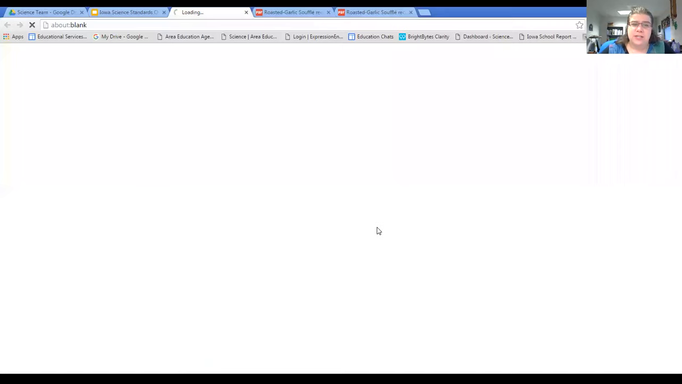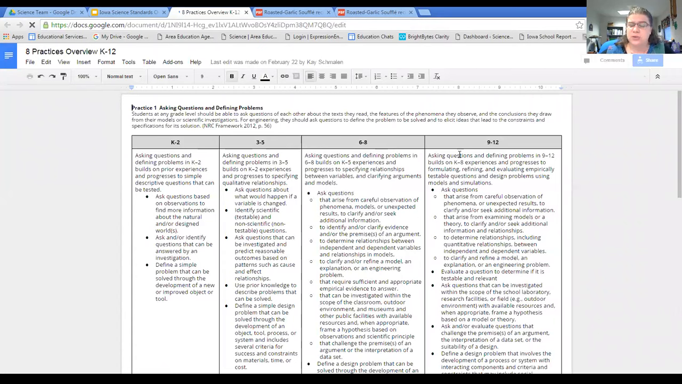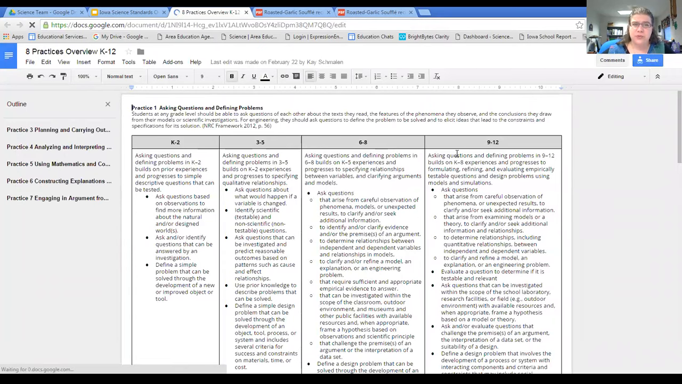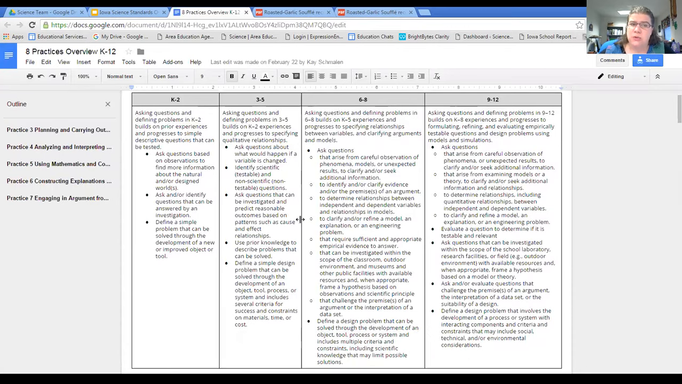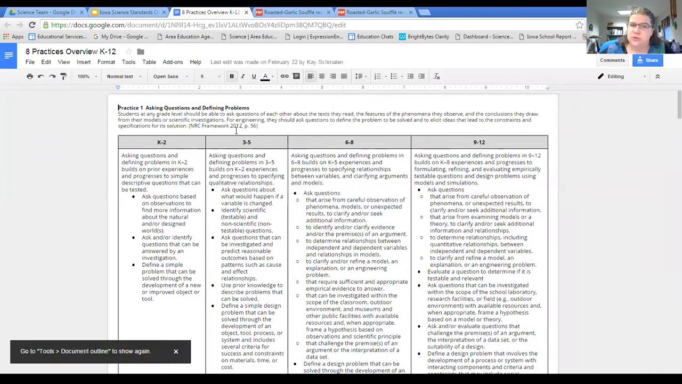A progression is available from Next Generation Science Standards. We've put this in a Google document, so feel free. You can make a copy of this and change it in any way that you like, but it identifies each of the practices and then shows you what that practice would look like in K-2, 3-5, 6-8, 9-12.